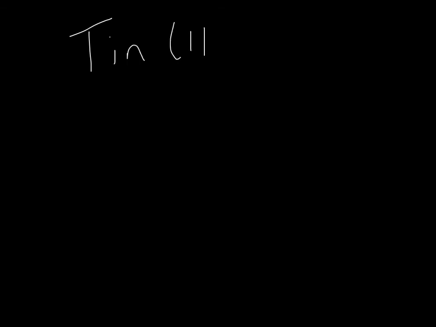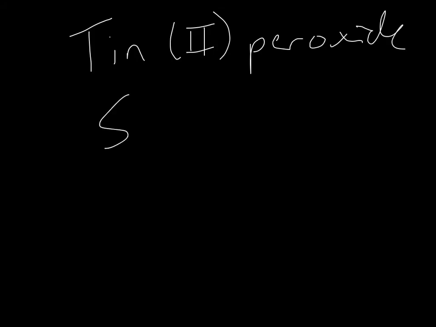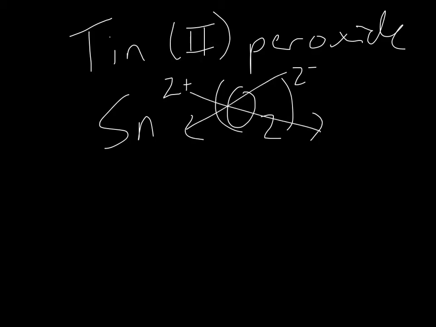Tin 2 peroxide. So here you know you have tin 2. So you know tin is Sn, and you know that it's 2 positive. So if it helps you to draw it out, the other way you can visualize this is you know that it's O2 bracket 2 negative. So crisscross it to get Sn2O2 2.